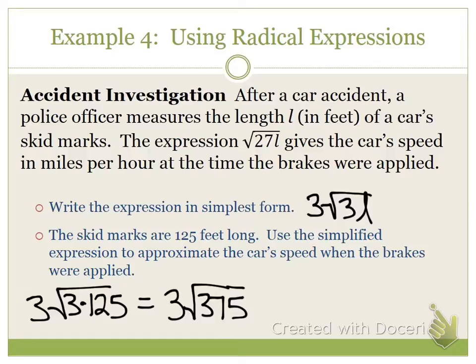So we need our answer to be practical. In order for it to be practical, we need to convert this to a decimal. So if we did 3 times the square root of 375 and changed it to a decimal, what is going to be our answer? It's approximately 58 miles per hour.